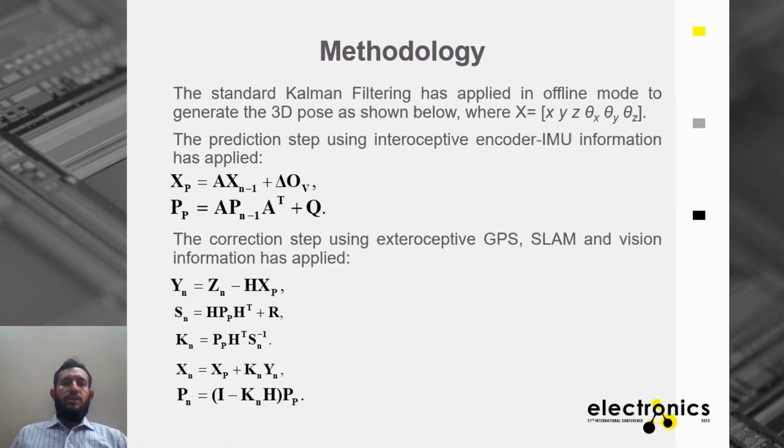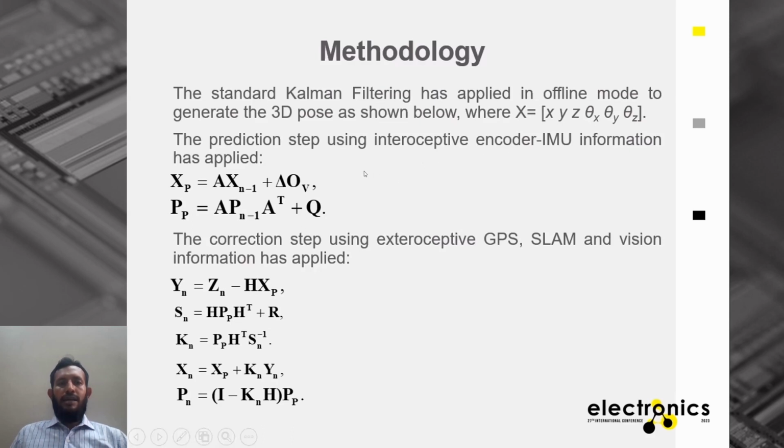Now, this information we have fused using the Kalman filter methodology. As you have seen, there are 2 steps for Kalman filtering. First is the prediction step, which you can see in these 2 equations. We estimate the X vector, comprising X, Y, and Z, which are the translational data of the motorbike, and the 3 angles of the motorbike.